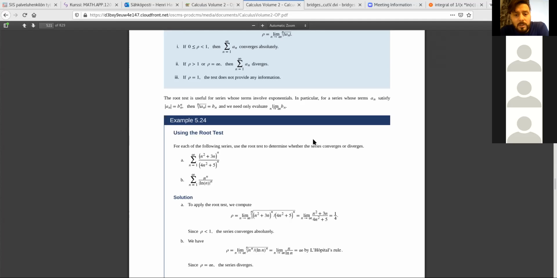And if we do the root test, we notice that these terms will go towards 1/4, and it's going to be a convergent series. On the other hand, if you take b^n over the logarithm of n, that's going to go to infinity, and you're not going to get convergence there. So it's going to diverge.